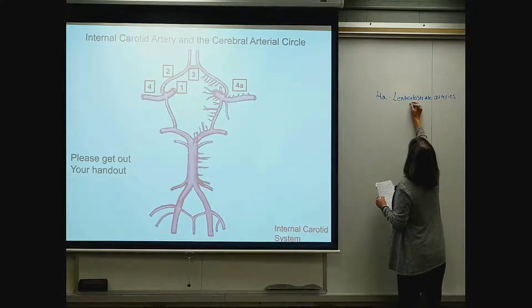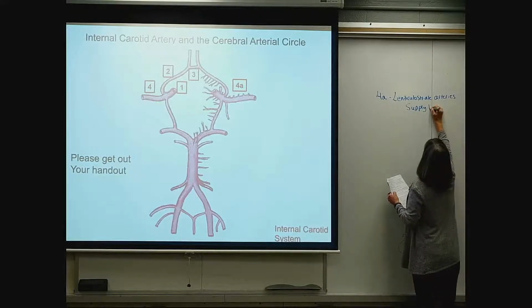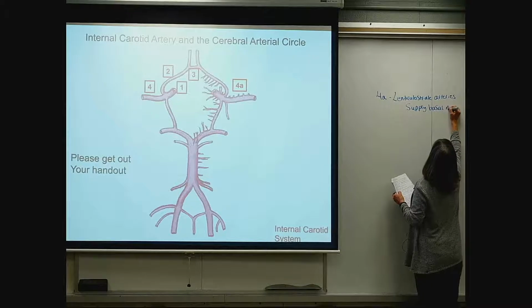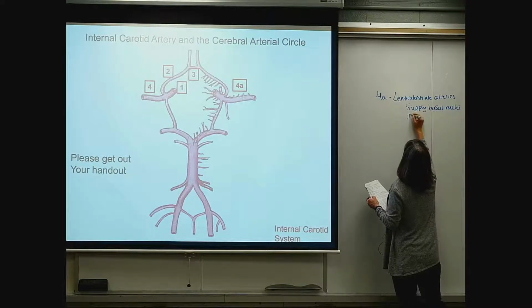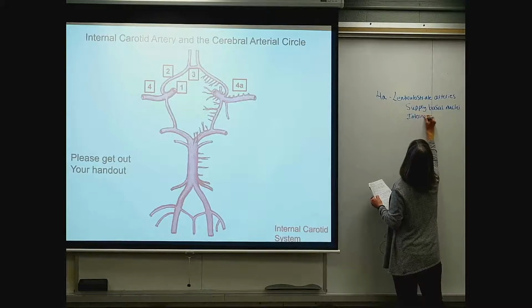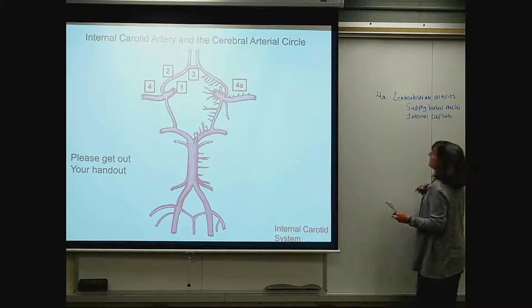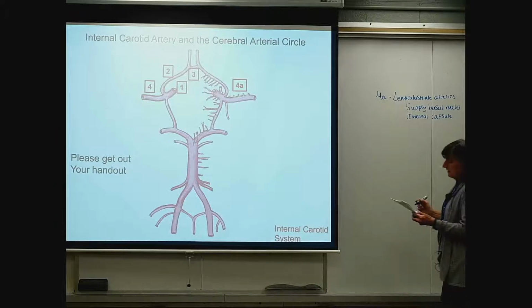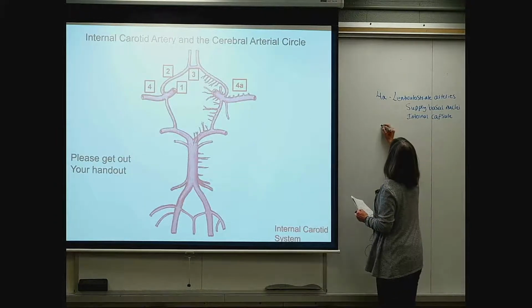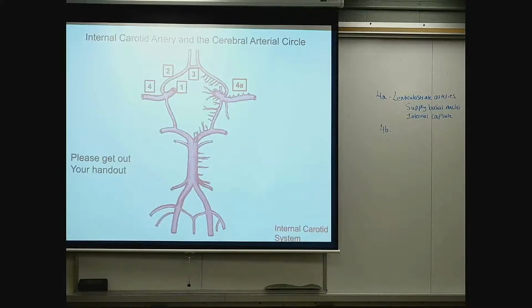So what do they supply? They supply basal nuclei, and they also supply the internal capsule. So primarily subcortical structures for these lenticulostriate arteries. Okay, and then for B, I'm going to have to go over here and change my slide.